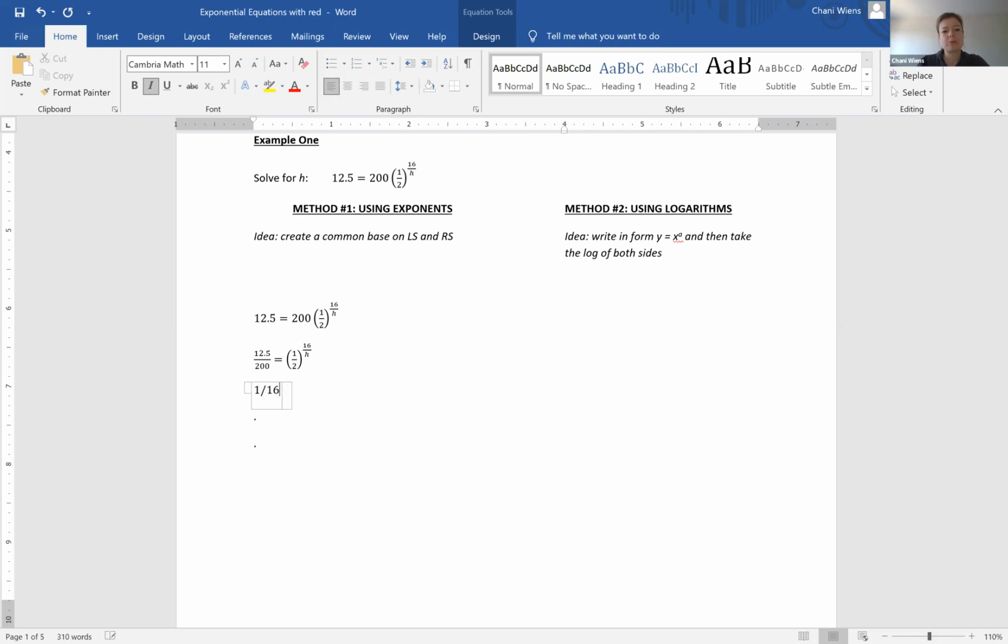So why is it important that I am writing this as 1 over 16? Well, the whole idea of this solution is that I want to create a left side and right side with a common base. I want to have the same base on both sides. So 1 over 16 can actually be rewritten with a base of 1/2. 1 over 16 is actually 1/2 to the power 4. Now I'm setting that equal to 1/2 to the power 16 over h.